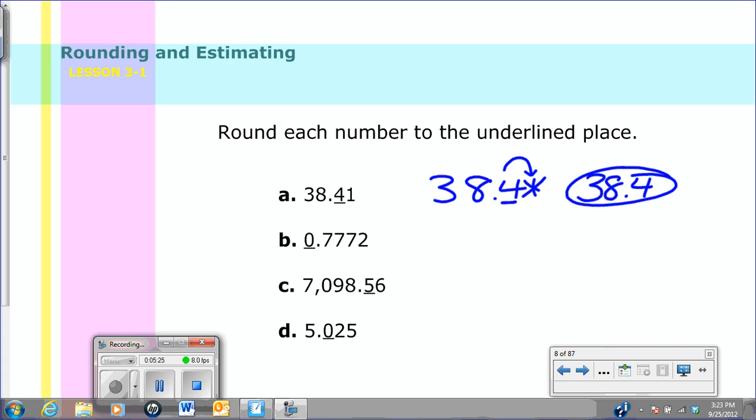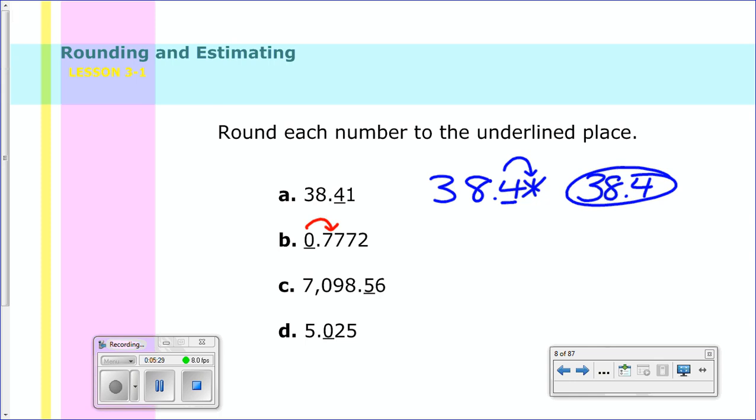All right, let's check and see how you did. Now B, we're doing to the nearest 1 spot. So again, I look at the number after it. It's a 7. Because it is a 7, I round up. Here I'd have 1. C, oh, it's in the 10th spot. I look to the number after it. It's always the number after, and it's a 6. Again, that's 5 or bigger, so I round up. So now I have 7,098 and 6 tenths, because I rounded that 5 up to a 6.